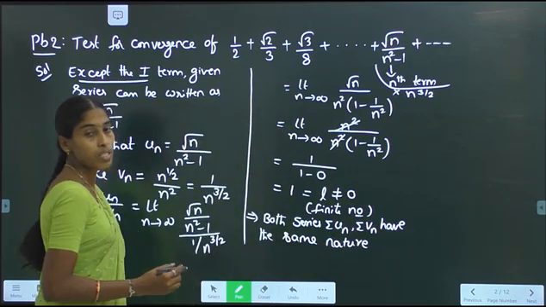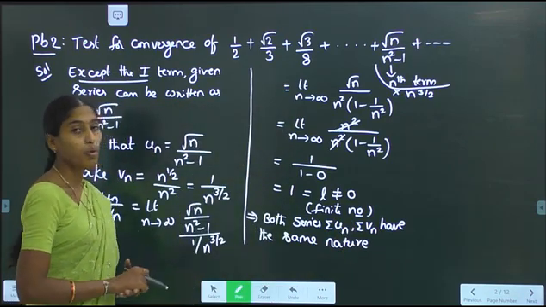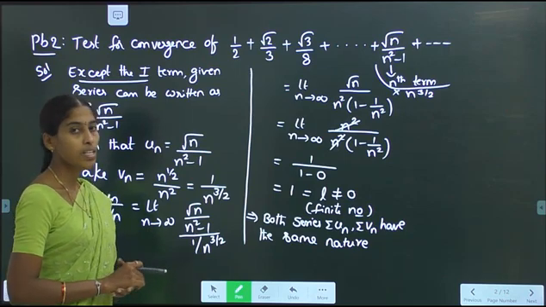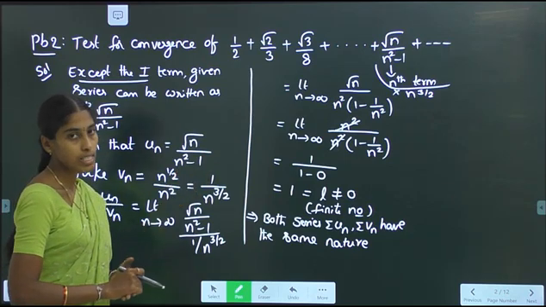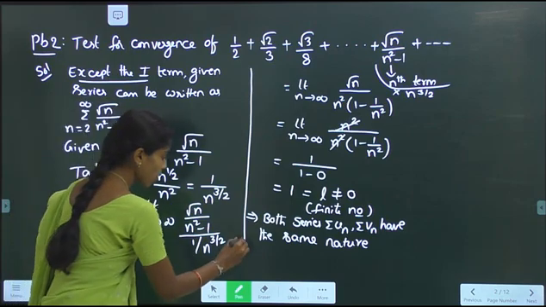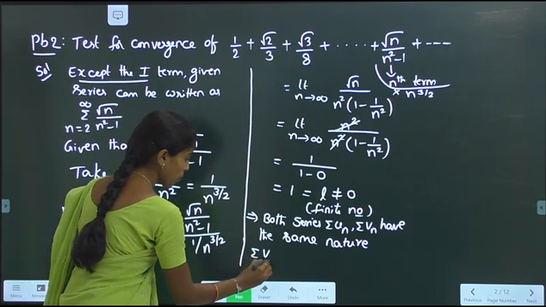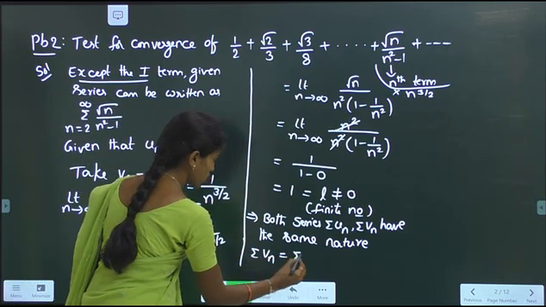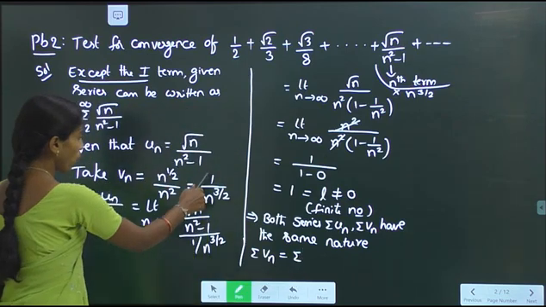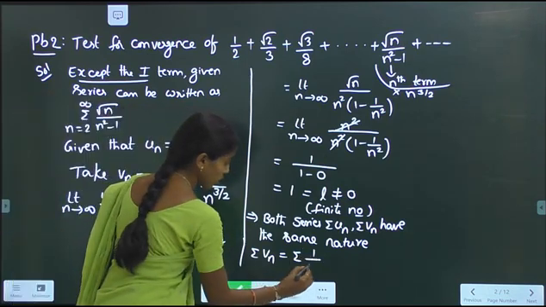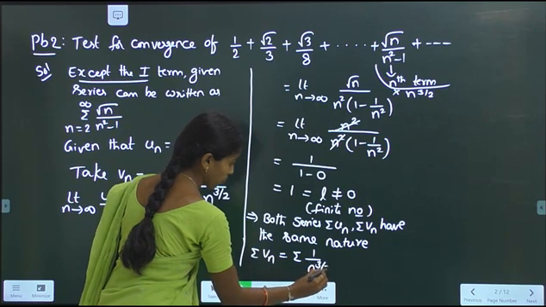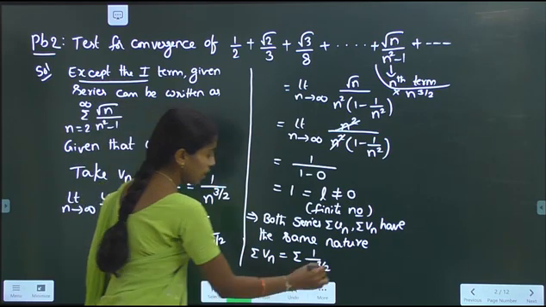Now, first we have to discuss the nature of Vn. Depending on Vn, we can easily say the Un nature, right? So, what is the Vn? Sigma Vn is equal to 1 by n power 3 by 2, which is convergent.